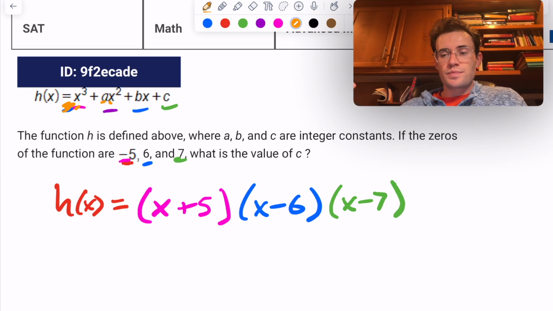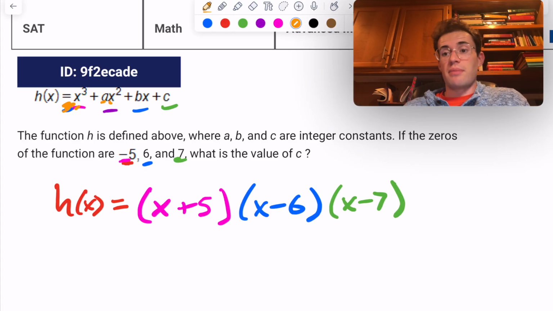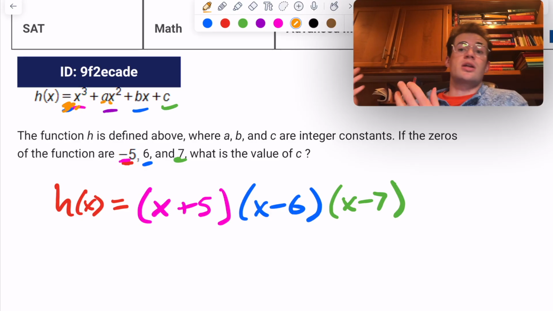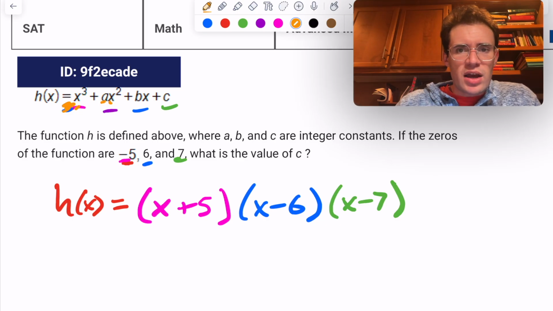Now, we know that because if you set h of x equal to 0, then that would mean that you're multiplying these 3 things, and the product of them is 0. So you multiply 3 numbers, and your product is 0. That means one of those numbers is 0. All right, so we've got this, and then you just want to find the c value.